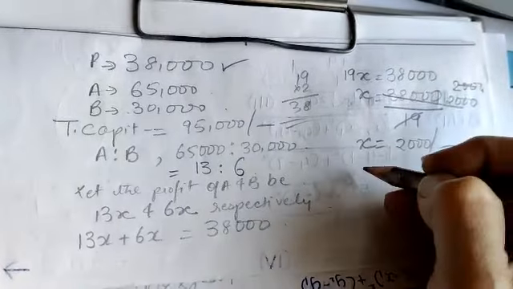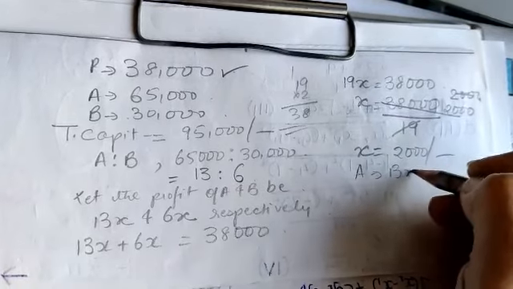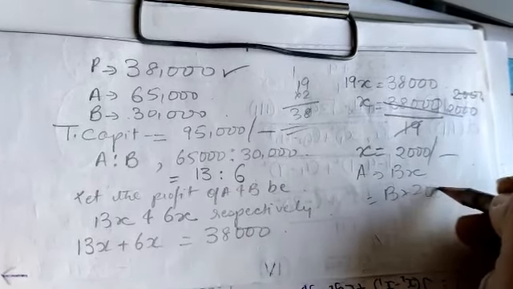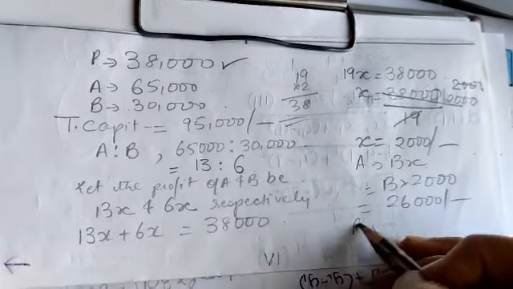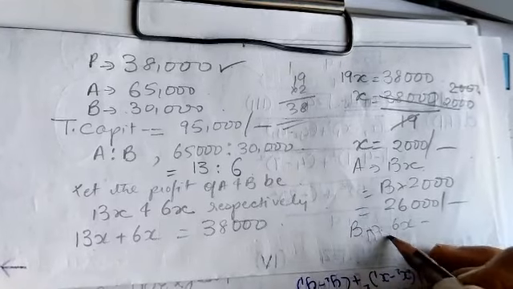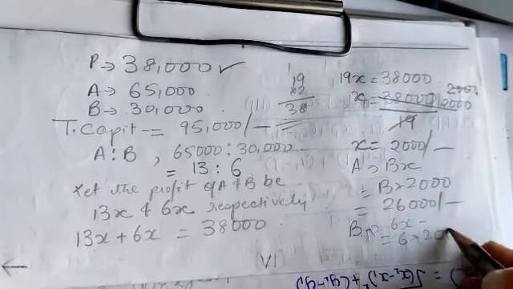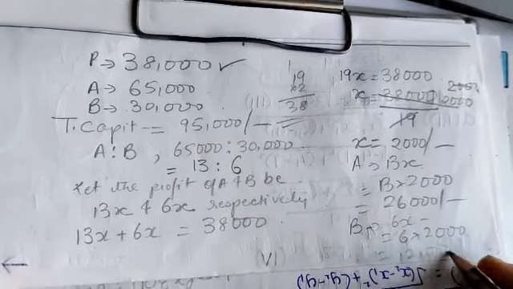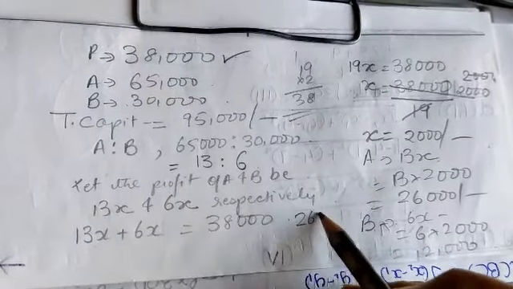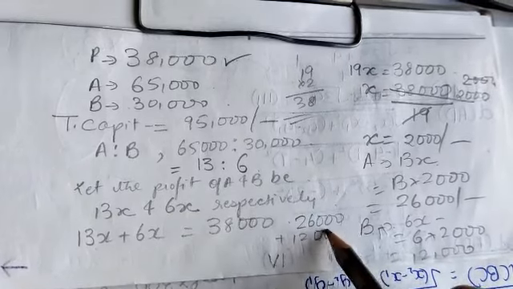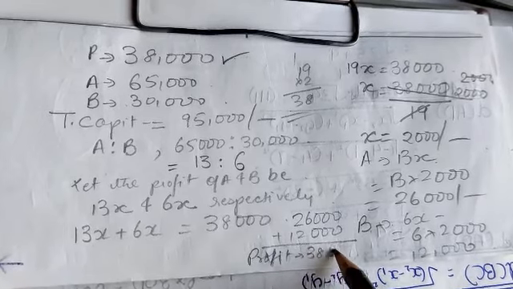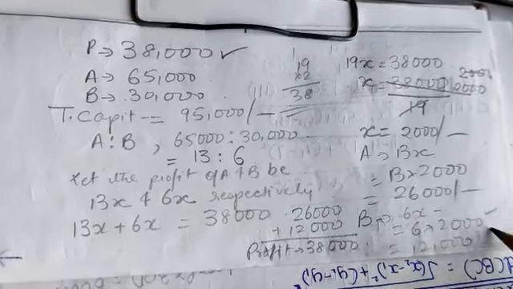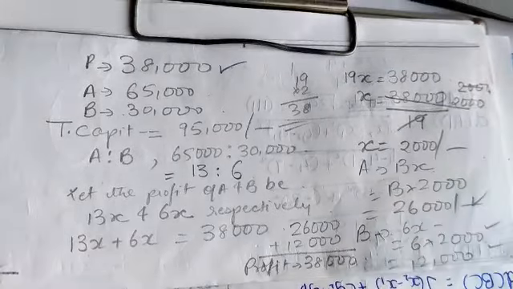2000. That means A's share of 13x will be 13 into 2000 is equal to 26,000, and B's share of 6x will be 6 into 2000 is equal to 12,000. If you add 26,000 plus 12,000, you will get the profit of 38,000. So you know your calculation is correct.